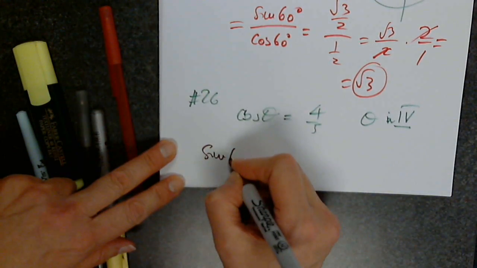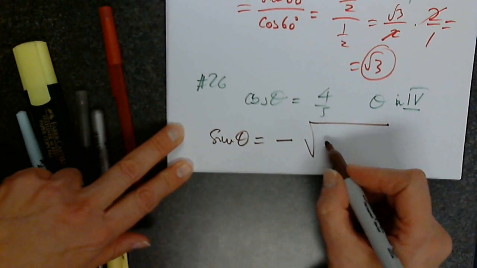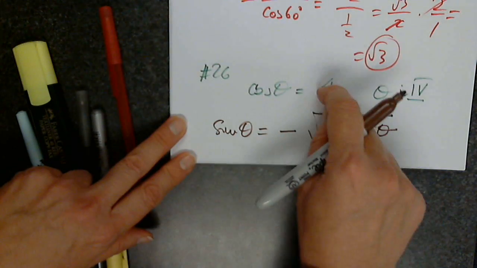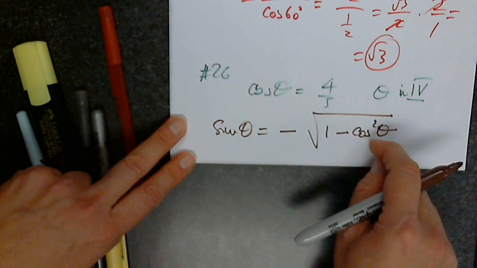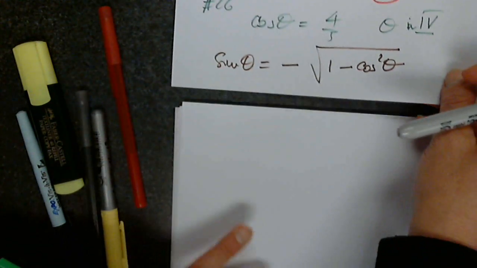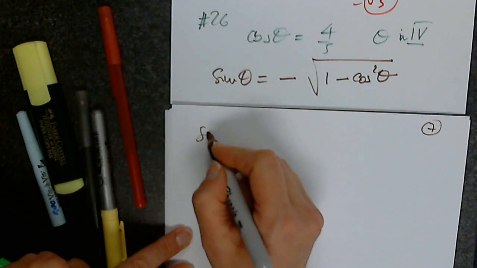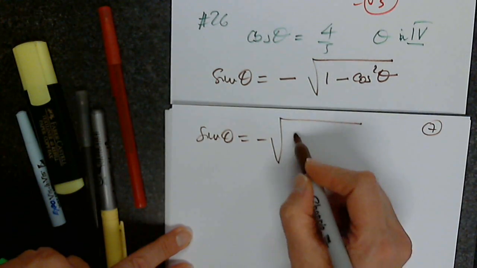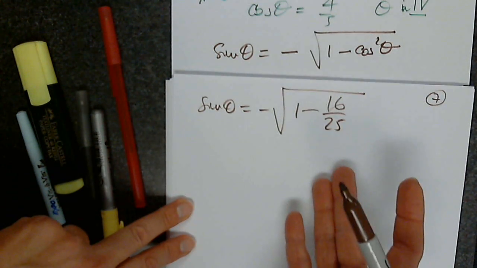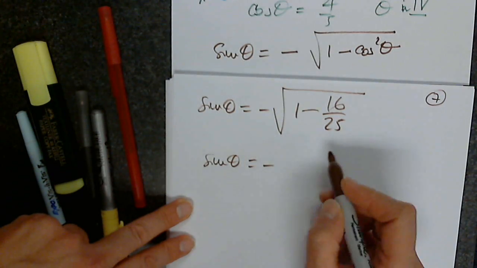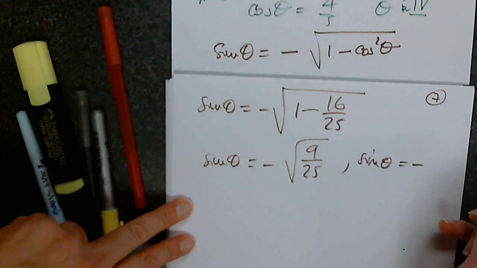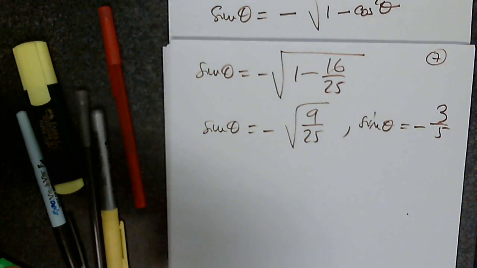Negative. So then sine theta equals negative the square root of 1 minus cosine squared theta. All I have to do is take 4/5, square it, put it in here, and find sine. How much is 4/5 squared? 16 over 25. So sine theta equals negative the square root of 1 minus 16 over 25. How much is 25 over 25 minus 16 over 25? Yes, the square root of 9 over 25. So then sine theta equals negative 3/5. Good. Now the rest is done.